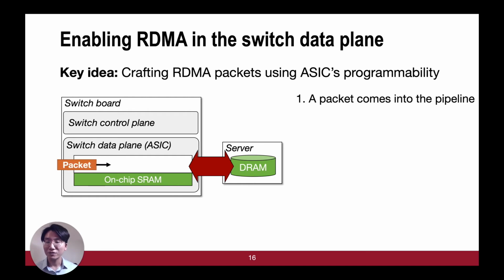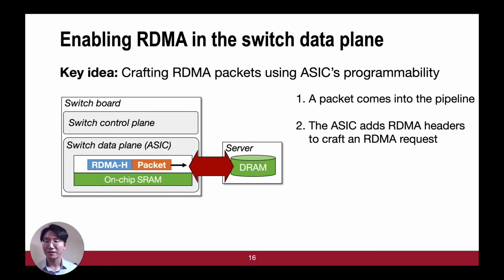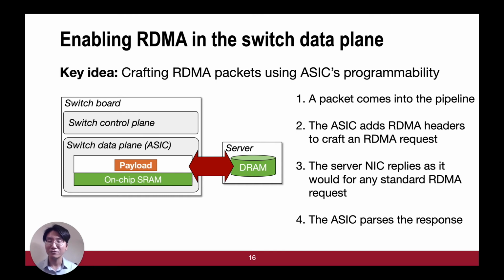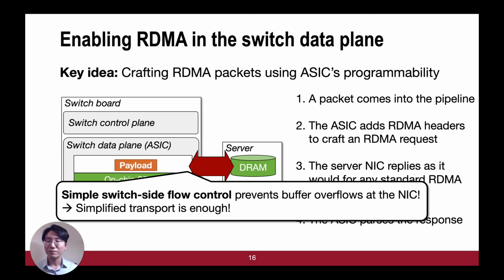When a packet comes into the switch ASIC pipeline, the ASIC adds RDMA protocol headers to craft an RDMA write or read request. Then the server NIC will respond with an RDMA response packet. Then the ASIC can parse the response as a normal packet. Also, to prevent possible RDMA request loss at the NIC, we employ a simple switch-side flow control without implementing a full stack of RDMA functionality.